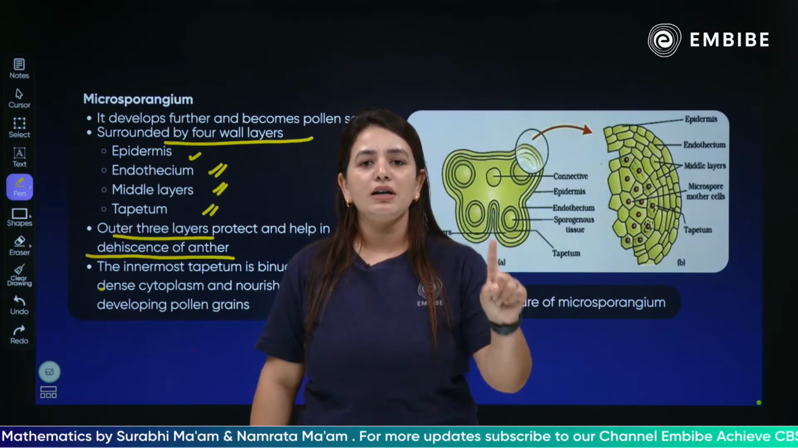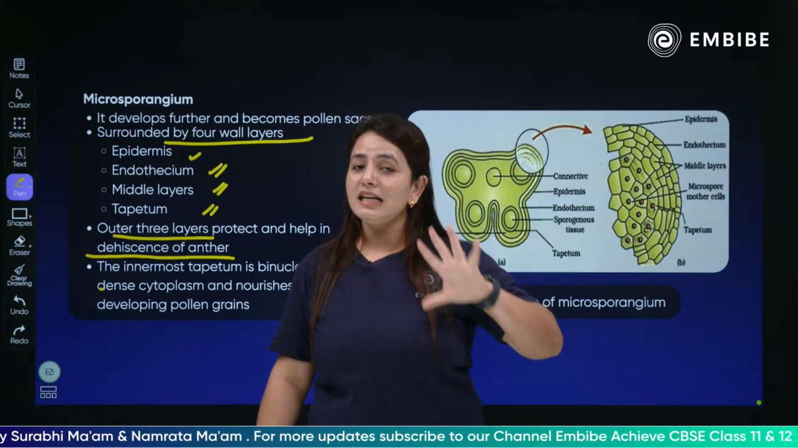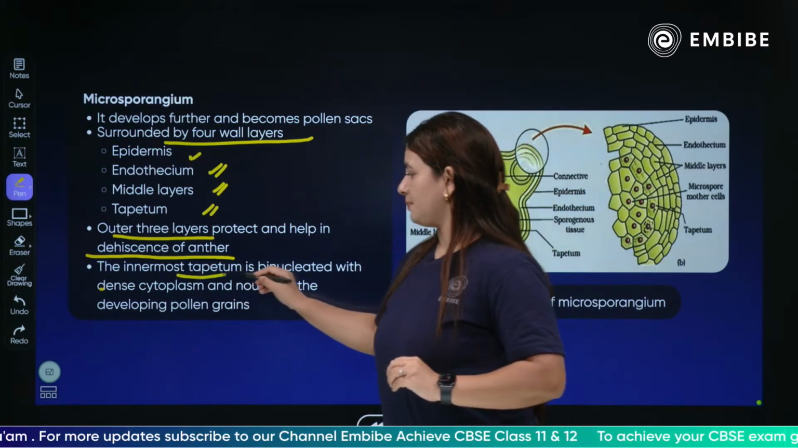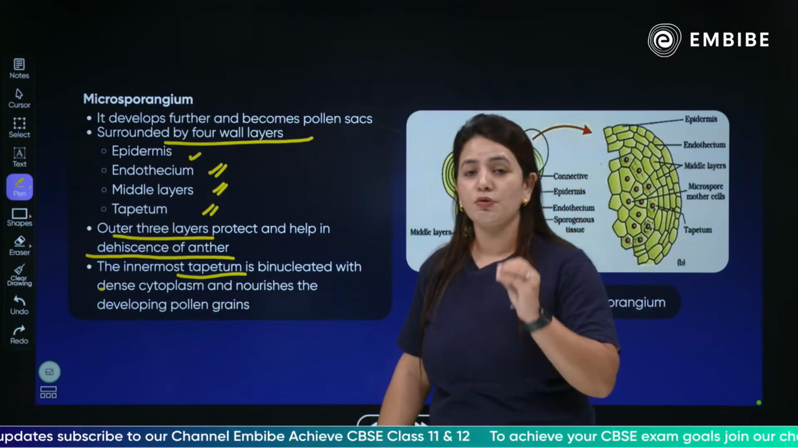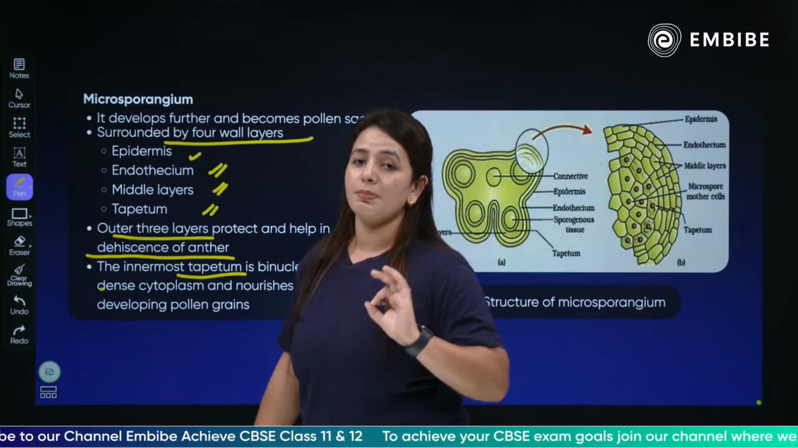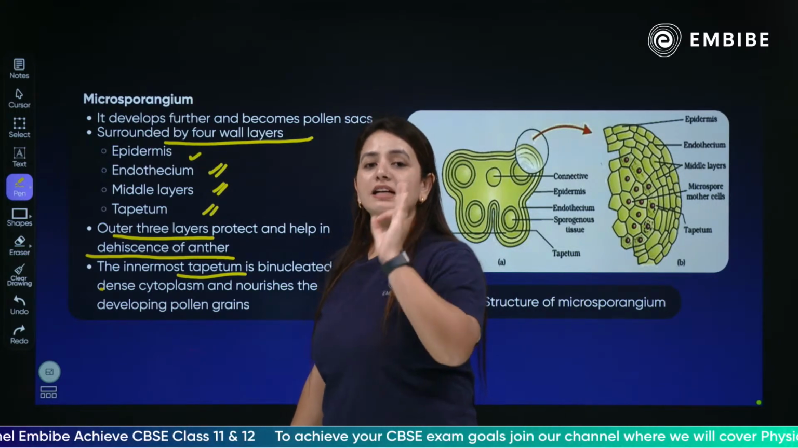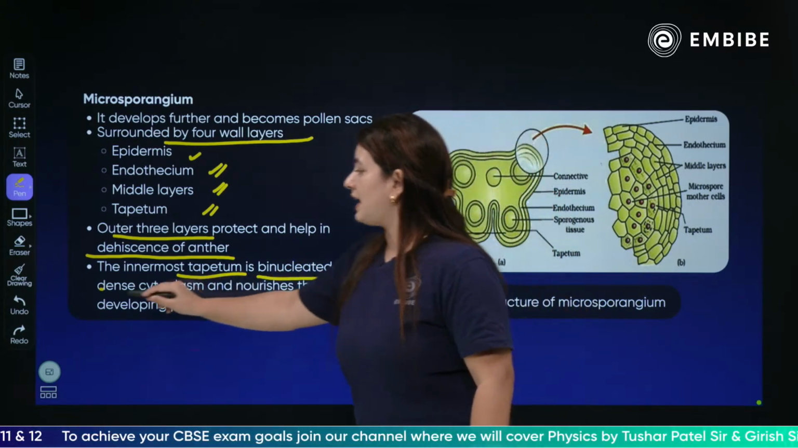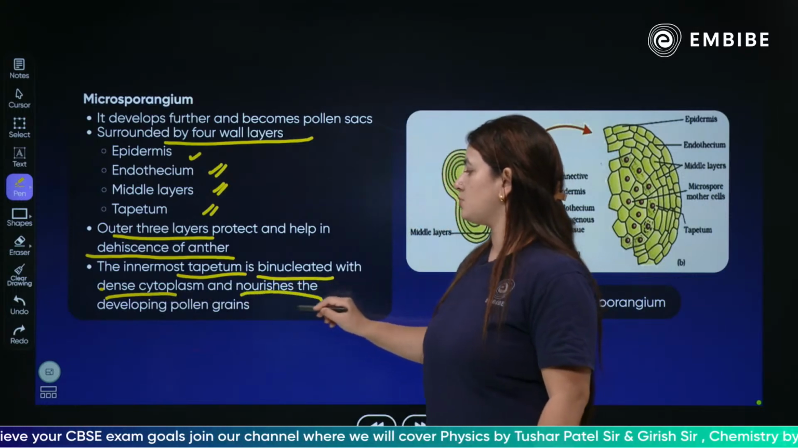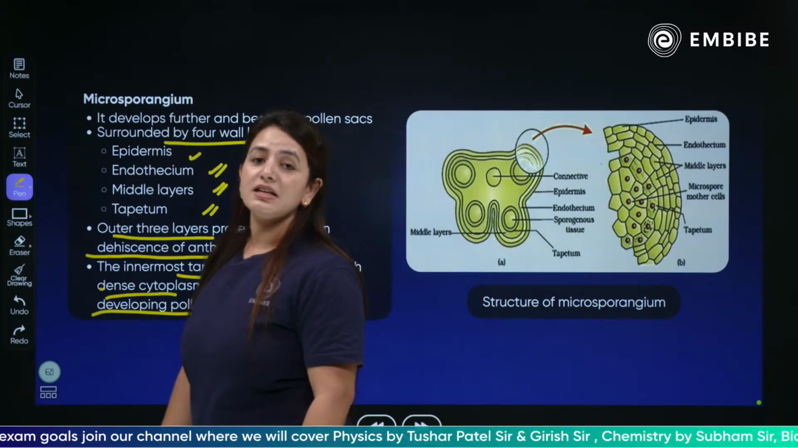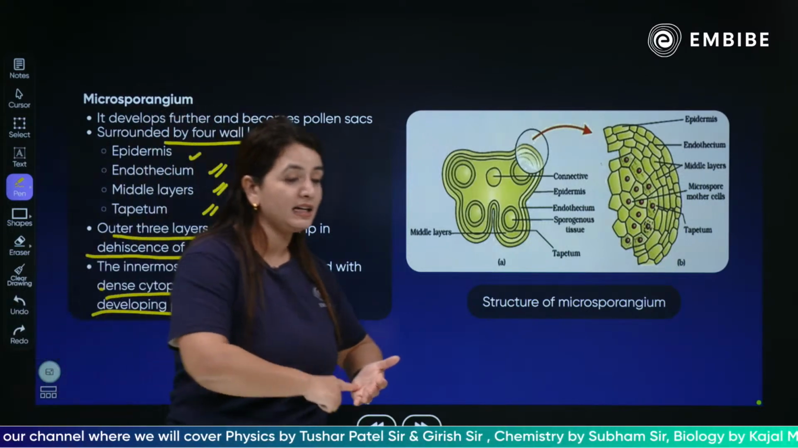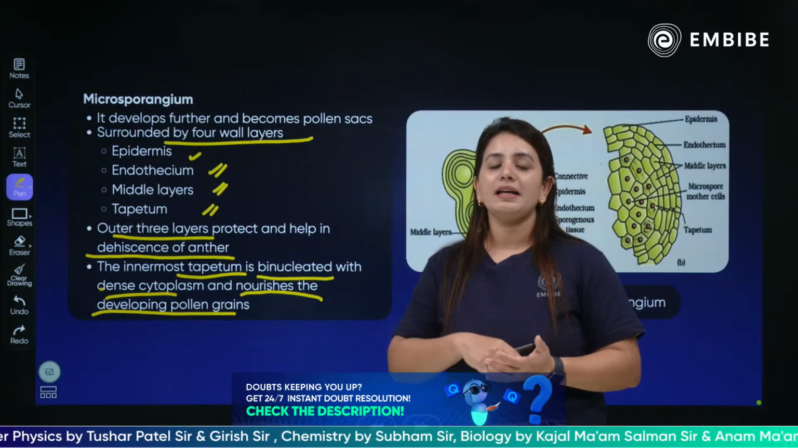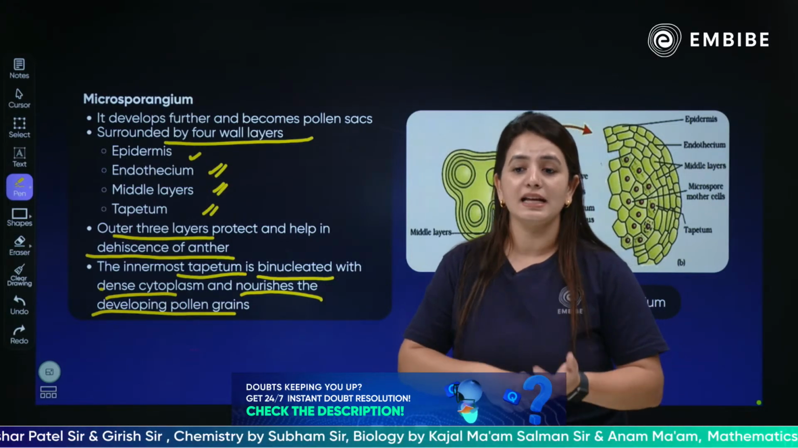But the most important layer, absolutely the most important, is the innermost layer, which is the tapetum. The question always comes from this: what is the function of the tapetum? The major function of the tapetum is to provide nourishment. It is binucleated with a dense cytoplasm and nourishes the pollen grain. It provides nourishment to the pollen grains.